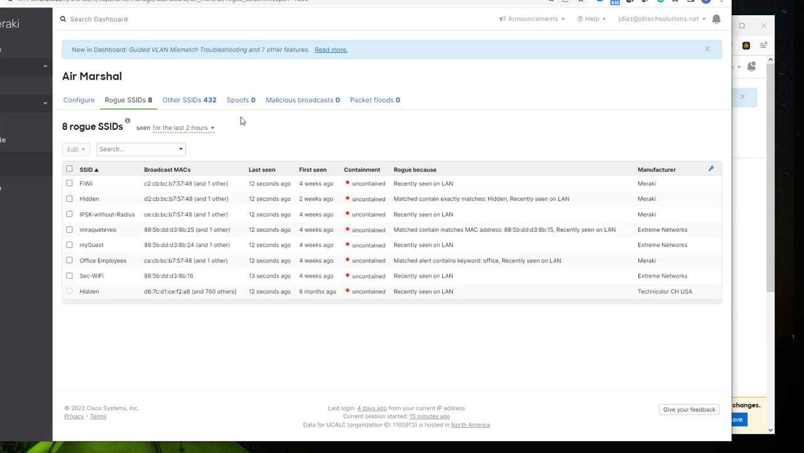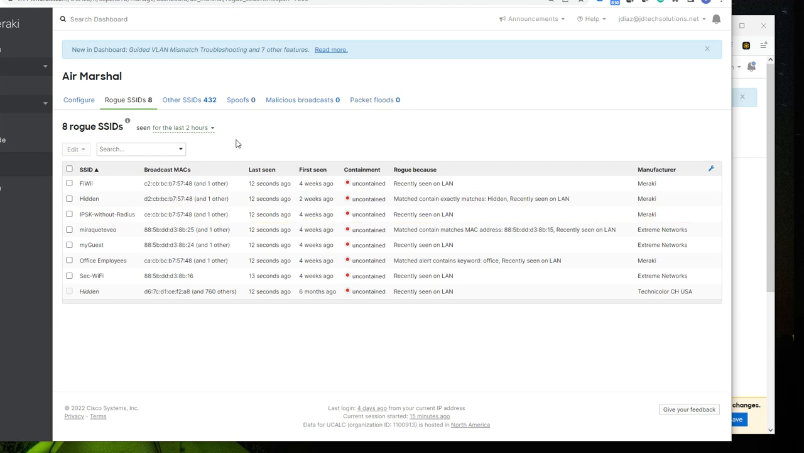And then we have spoof detections, and that is when an SSID has been spoofed, right? Either another access point or an attacker is impersonating the SSID name, or they're also impersonating the SSID and the BSSID, which is impersonating the MAC address of the wireless network, and that would be detected here. And then we have malicious broadcast and packet floods, and these are different types of attacks that hackers or malicious users use or attempt to use when trying to disassociate clients from wireless networks to perform a man in the middle or to capture the traffic for further analysis.